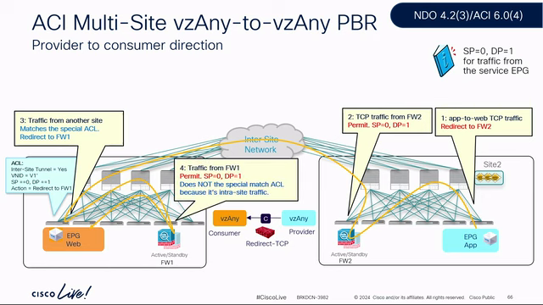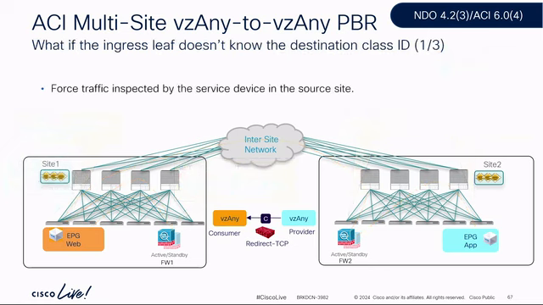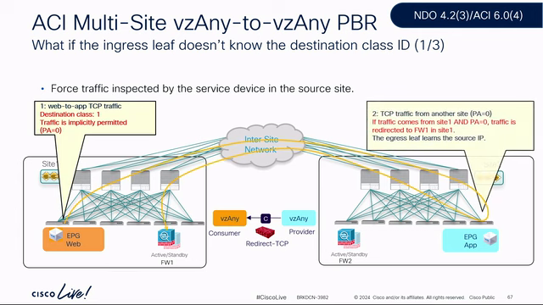Again, from local firewall to destination, we don't redirect traffic again because this is intra-site traffic. Hope this makes sense. And then, if the ingress leaf doesn't know the destination endpoint yet, we can use the same behavior. So let's say the ingress leaf in site 1 doesn't know the destination endpoint. Traffic is implicitly permitted by the ingress leaf in site 1.